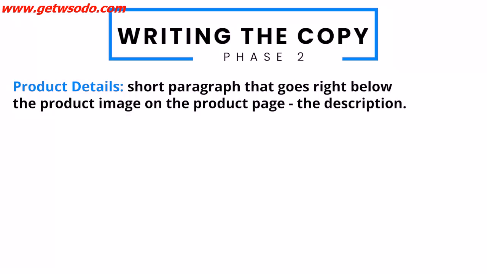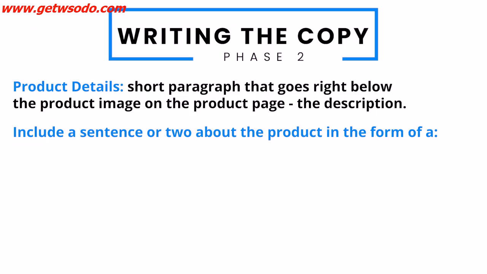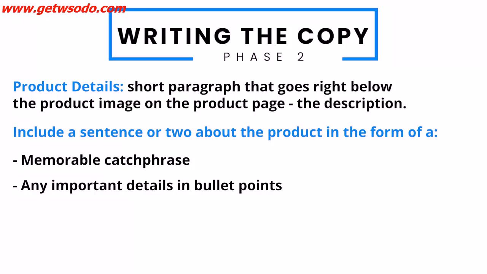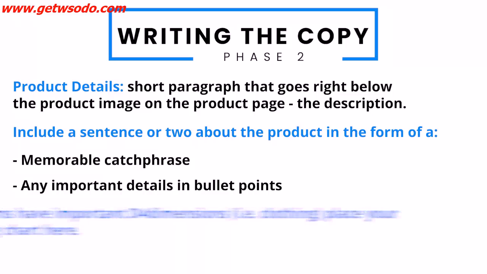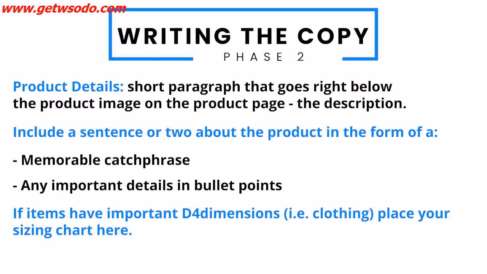The product details section is a short paragraph that goes right below the product image on the product page. It's essentially the product description in Shopify. Typically, what we'd like to include here is a sentence or two about the product in the form of a memorable catchphrase, coupled with any important product details in bullet point format. Additionally, if you're trying to sell something where the dimensions are important, like a piece of clothing, placing your sizing chart here is a good option as well.